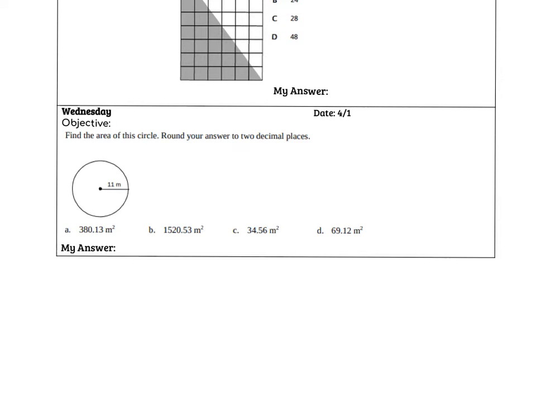So Wednesday's warm-up, the objective was I can find the area of all 2D shapes, because yesterday I had you practice all 2D shapes. So this warm-up is finding the area of this circle. Round your answer to 2 decimal places. So the formula for the circle is area is equal to pi times radius squared. Hopefully you remember the radius is the distance between the center and an edge. So they gave us the radius, that would be 11 squared.